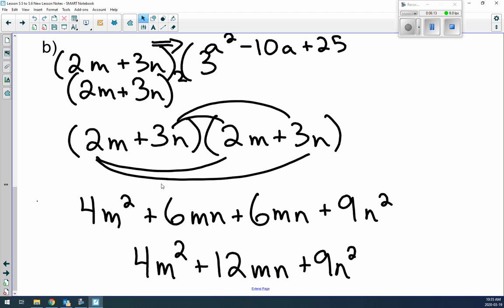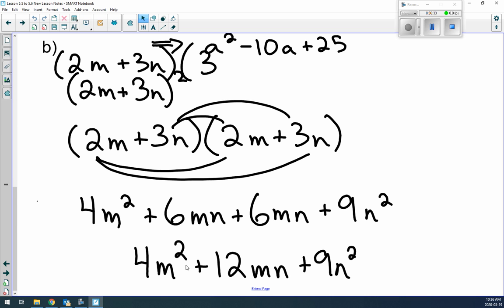Now, here's the interesting part. The center part, 6mn. If you do the multiplication, the other one would have been 6nm. But when you're multiplying, you have to remember that you can flip the order around, because 3 times 4 is the same as 4 times 3. So mn is the same as nm. You just rearrange them so they look the same, and then you can combine them together.